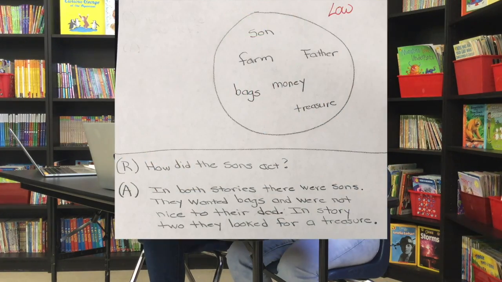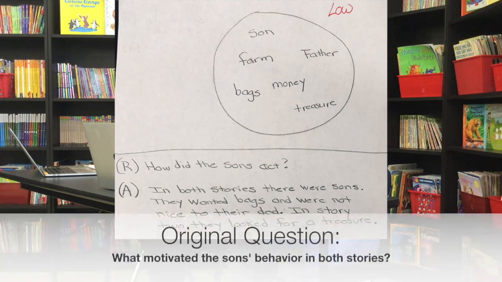All right, so let's compare the work. What did the mediums do that the low did not? Well, as you can see, my low student used a circle map. And for the RACE strategies, my low student only used the first two and didn't quite get the gist of the R, because they said, how did the sons act? So we need to work on restating.